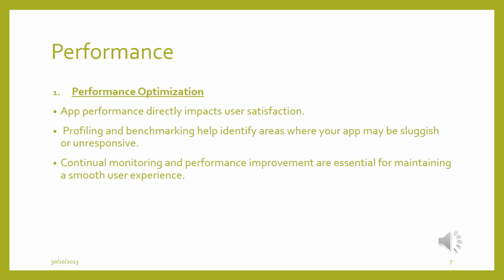And the next thing is performance. The first thing we will be going through is performance optimization. App performance directly impacts user satisfaction. Profiling and benchmarking help identify the areas where your app may be sluggish or unresponsive. Continual monitoring and performance improvement are essential for maintaining a smooth user experience.